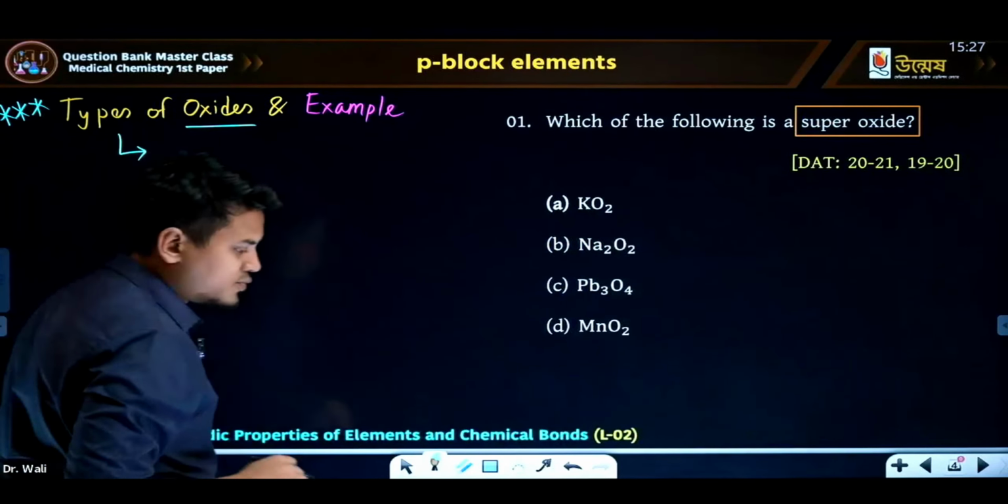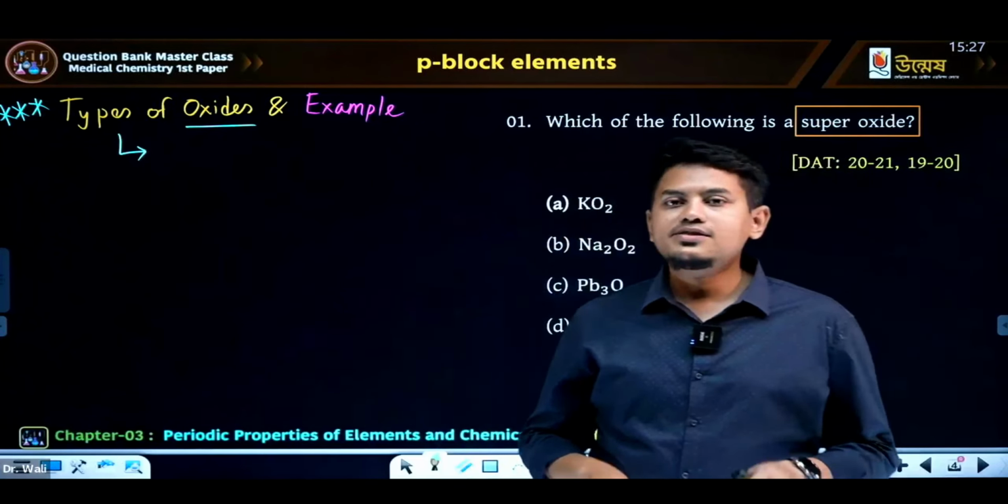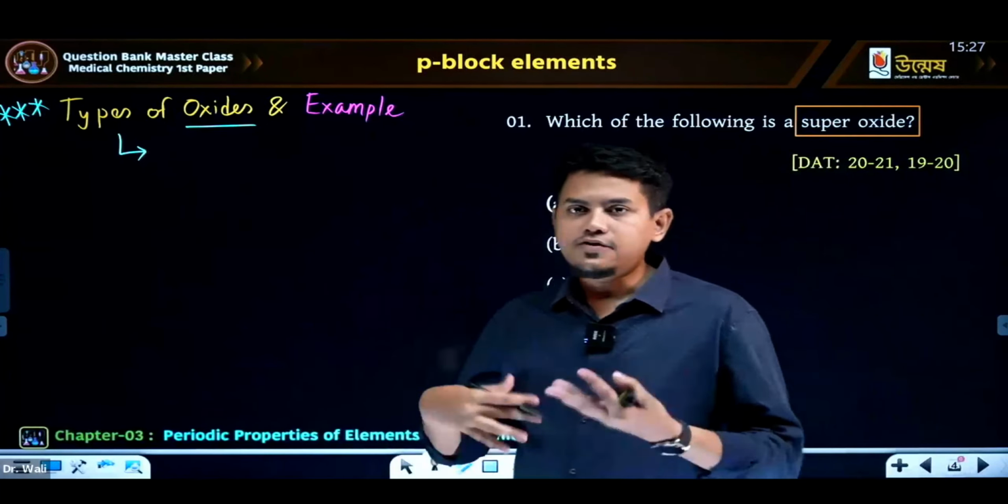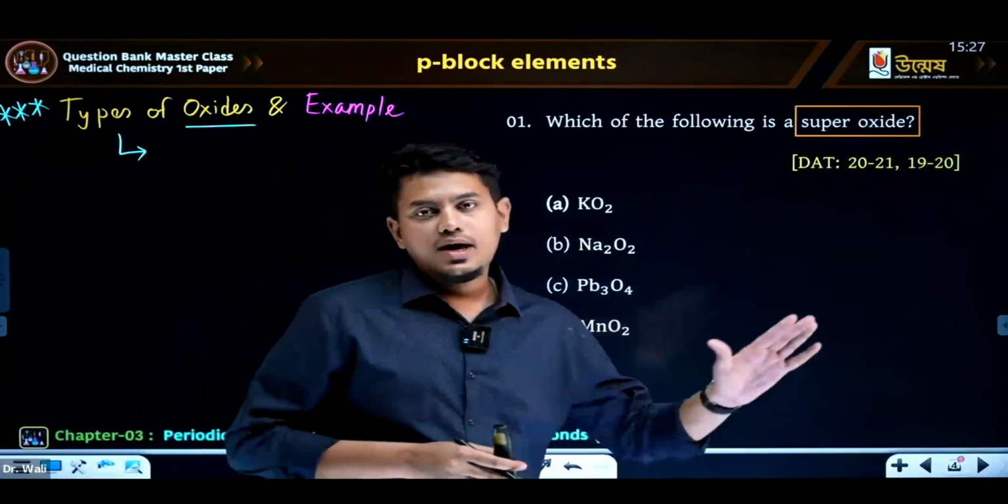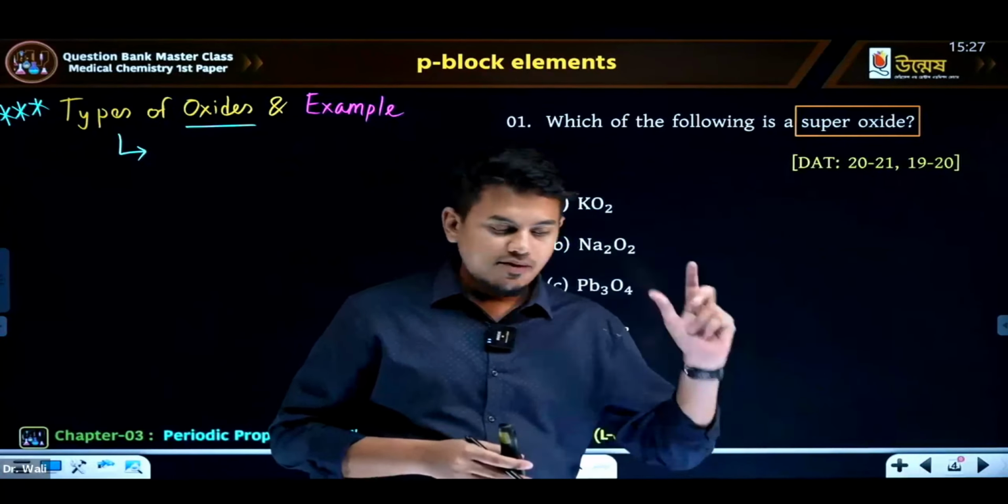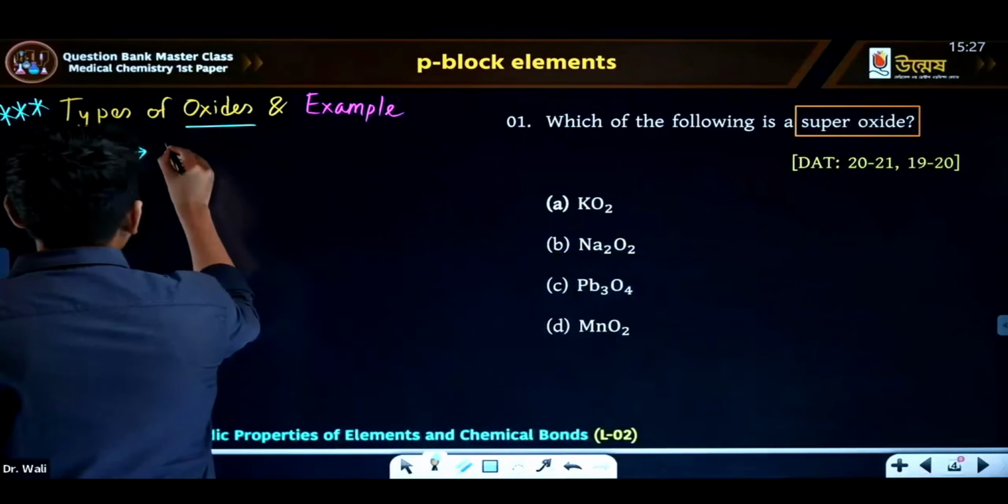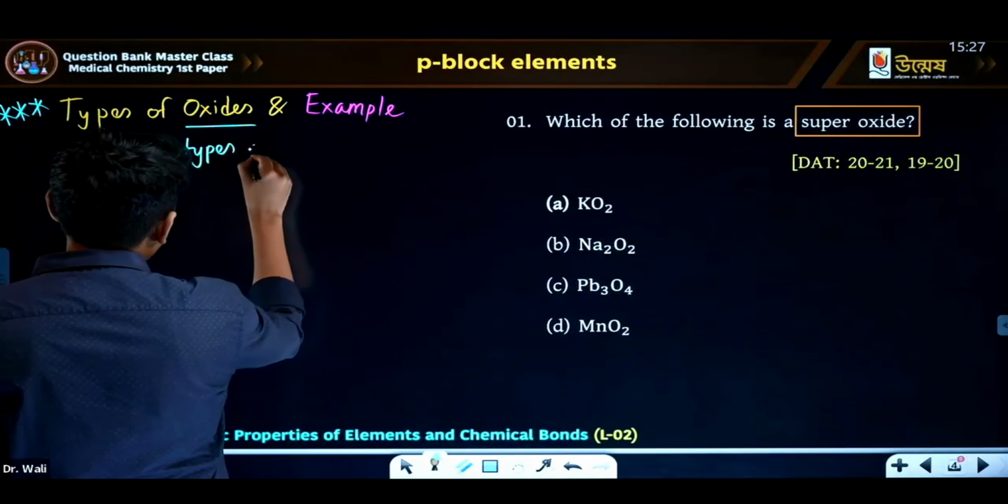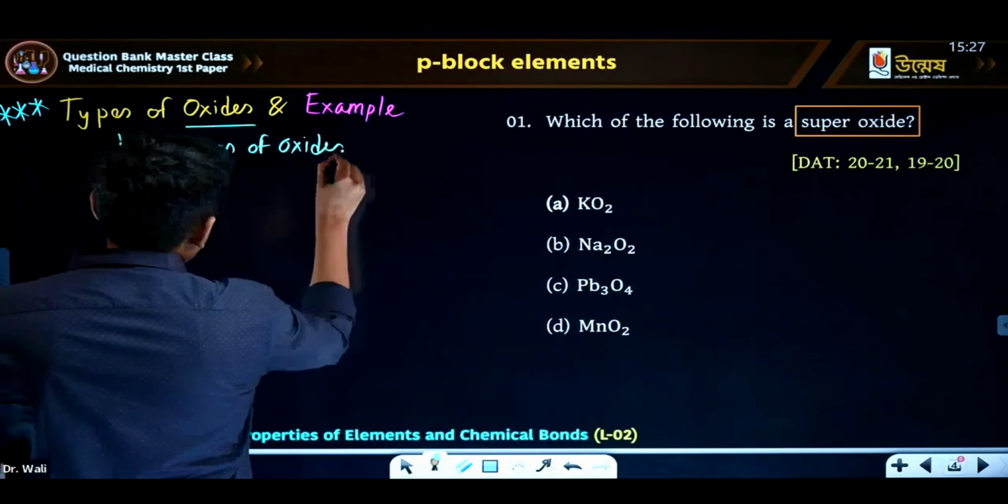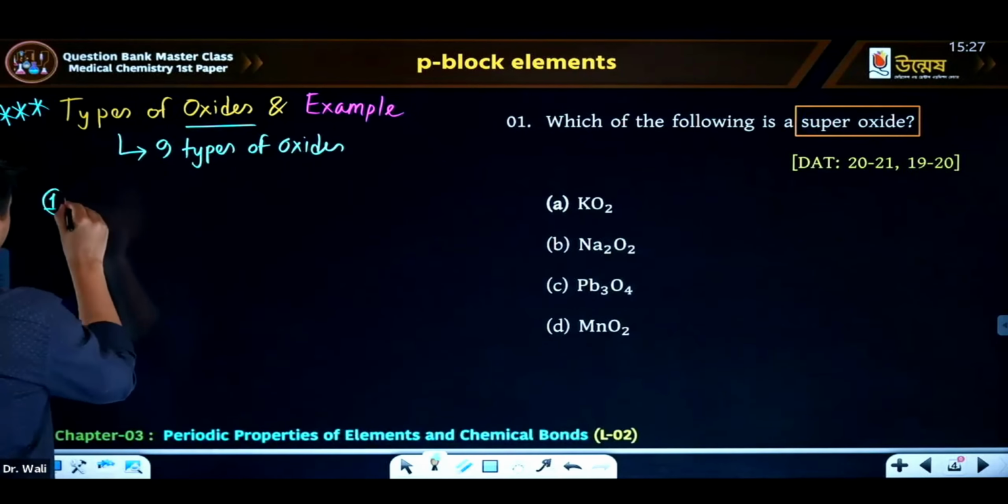Actually, there is no specific statement in the book regarding the types of oxide. In the books of different writers, we do not see such a statement that oxides are divided into 4 types, 5 types, 6 types, 7 types. Actually, there is no such thing written there. But from all the books, we can get around 9 types of oxides. So what are those? Let's start with the easier one.